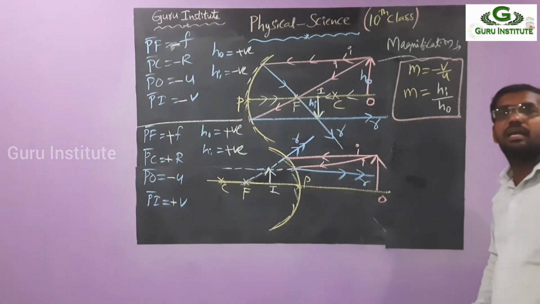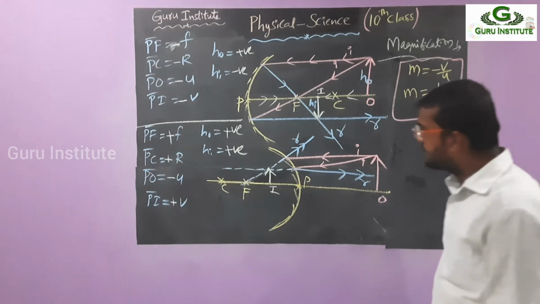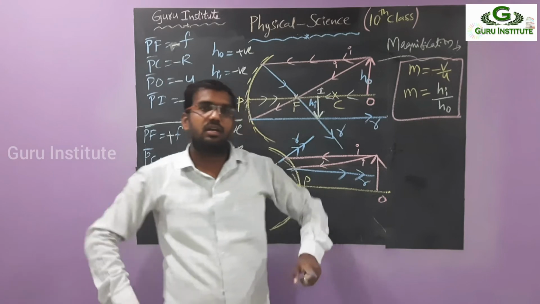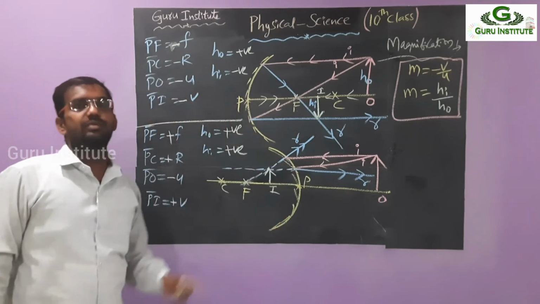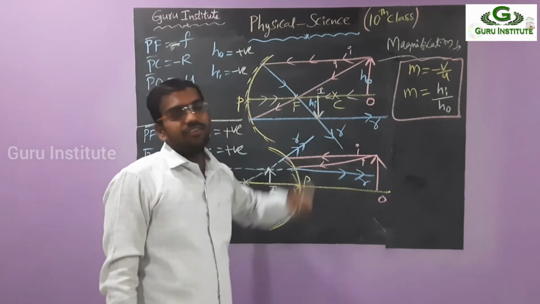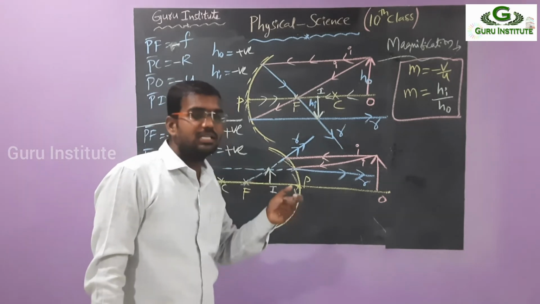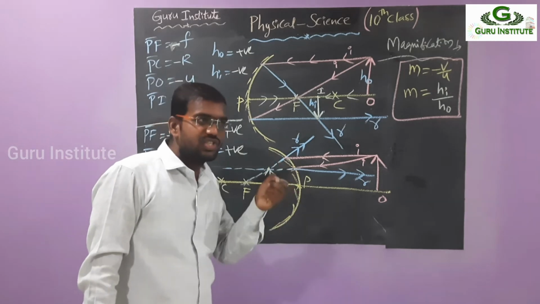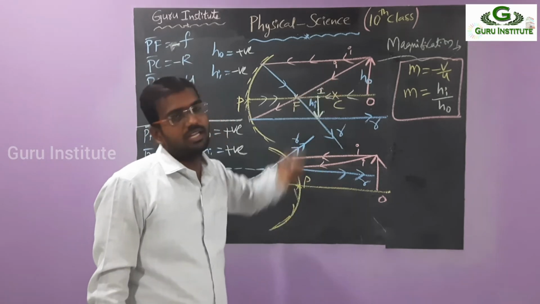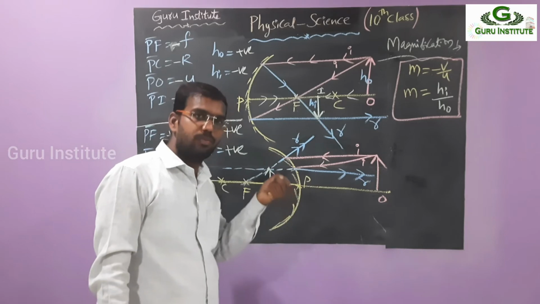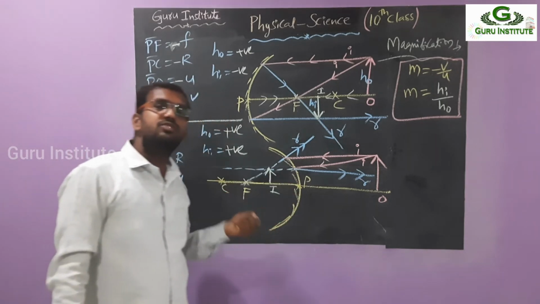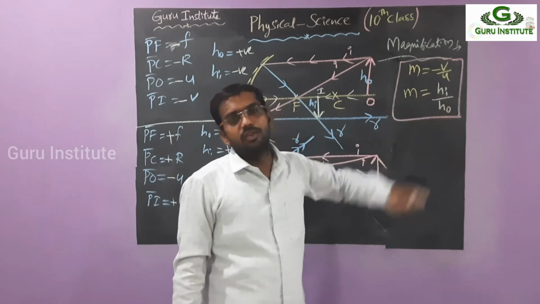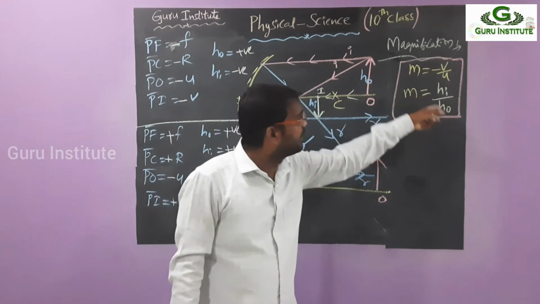Hi by h naught. Why? Because hi by h naught means image by object. Already I told you every time the image is important, right? So what is the actual definition of magnification? How much the image size is decreased or increased, or anything changed, that is decided by the factor magnification. It is a property that shows how much the image varies. So when you are talking about the image, it automatically comes in the numerator. Image only, so hi by h naught.